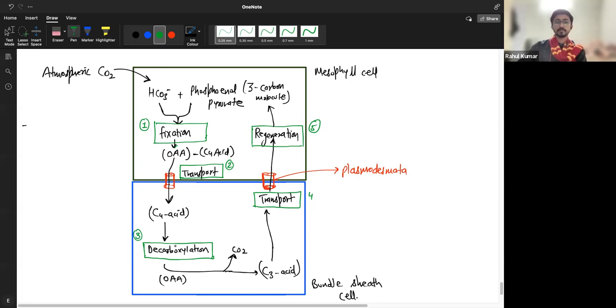Still cool. But then you just do the reverse. You remove the CO2 which you fixed with a 3-carbon molecule. You remove the CO2. You made that C3 acid again and transported it back so that it can do the same thing again. Which means everything which is being done to obtain this CO2, right? Because this CO2 will now go into what?